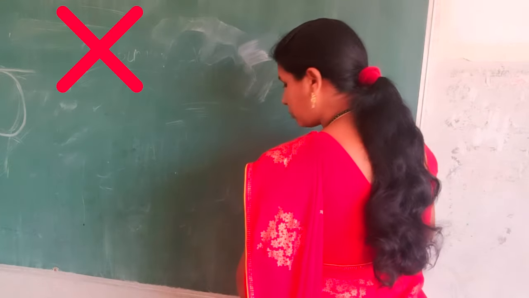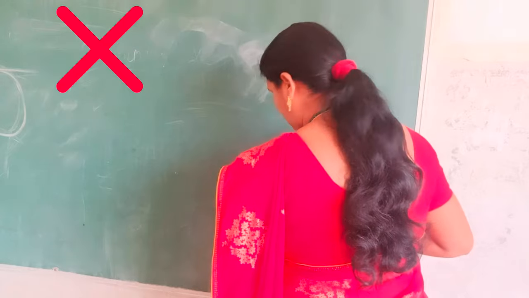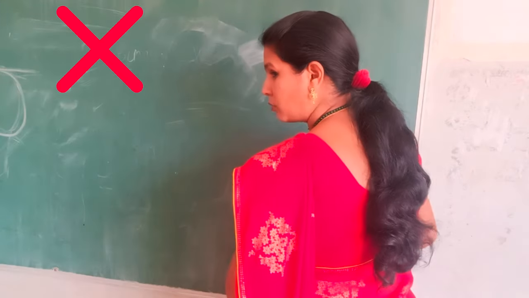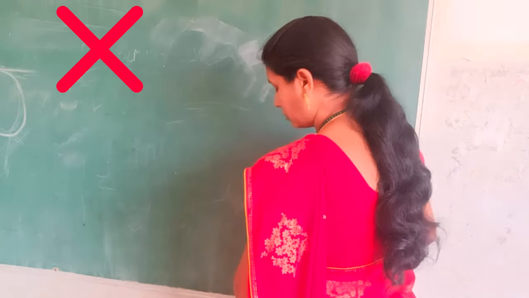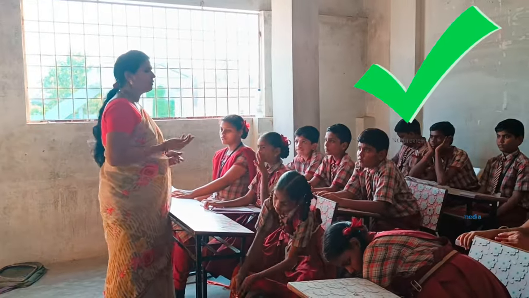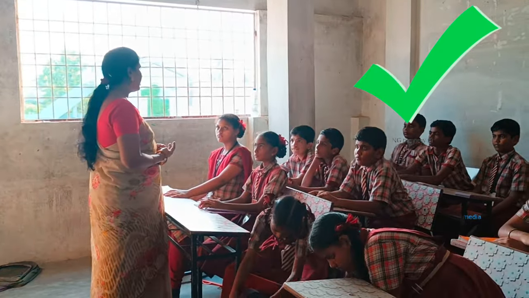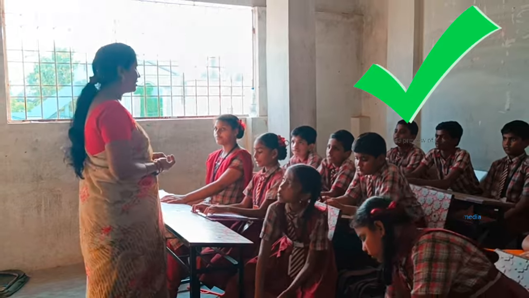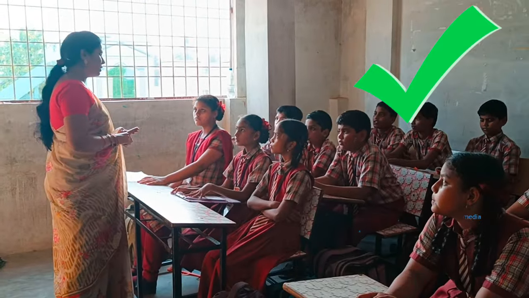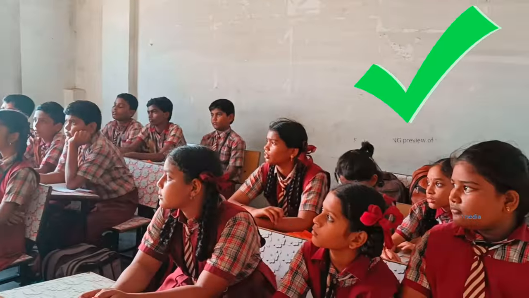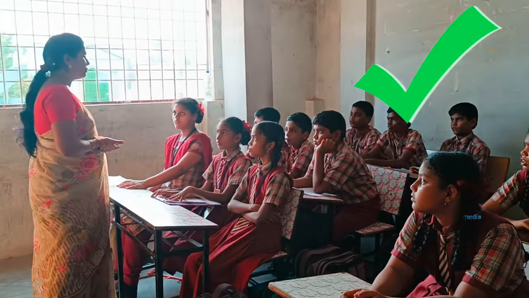Look, the teacher is eating in the classroom. But teachers shouldn't eat here because students copy what the teacher does. When a teacher is disciplined, it influences the students to be disciplined as well. A good teacher shows discipline by having breakfast and arriving at school punctually.